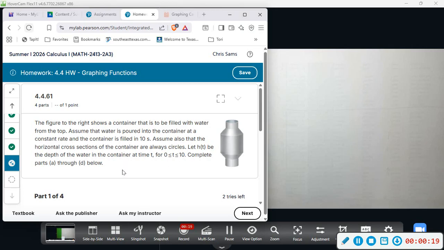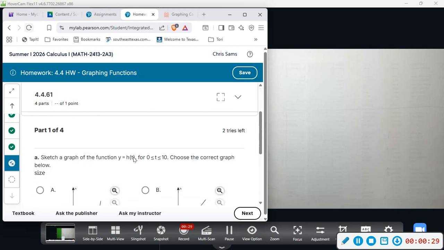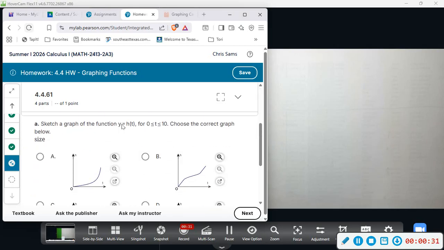H of T is the depth of the water in the container over the time period. T is 0 to 10. I'm going to answer parts A through D. So part A, sketch a graph of the function H of T for 0 to 10 seconds.